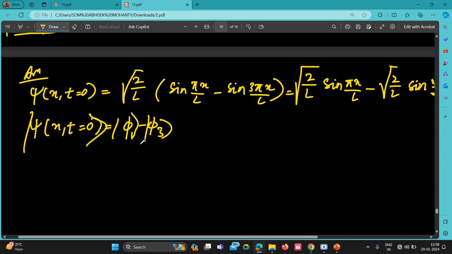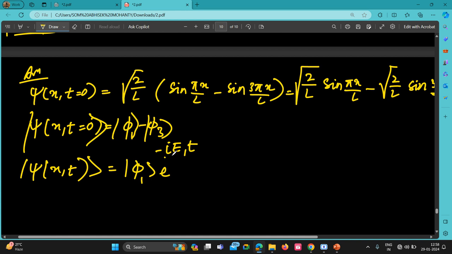Okay, now if I introduce a time coordinate, what will it be? Phi 1 e to the power minus E1 t by h cut plus phi 3 e to the power minus E3 t by h cut. Isn't it? If you have studied it.